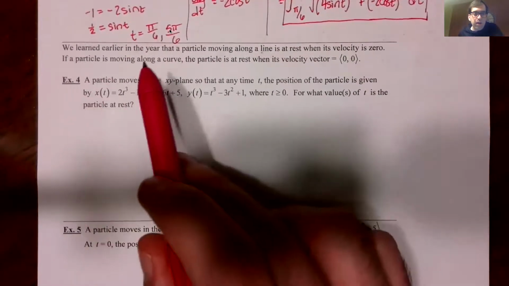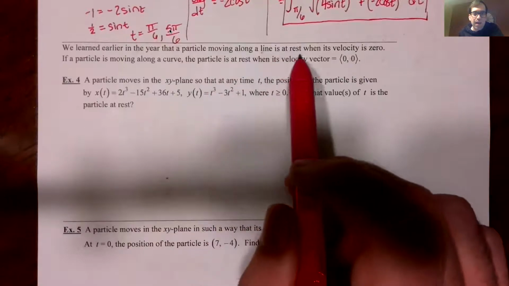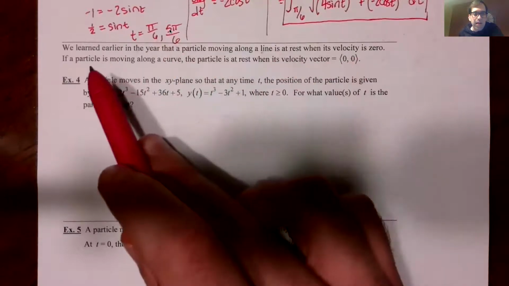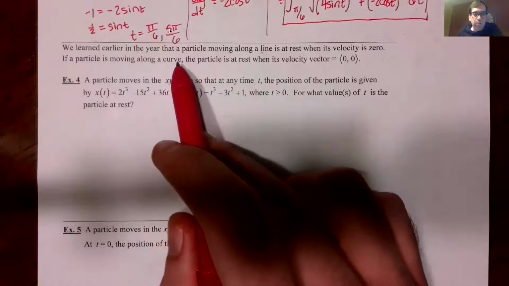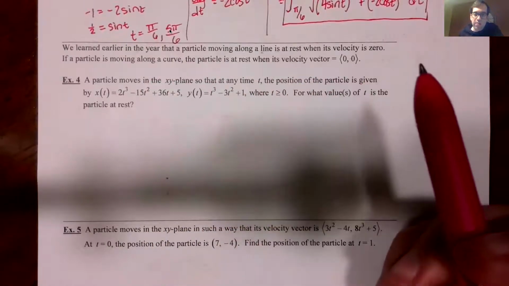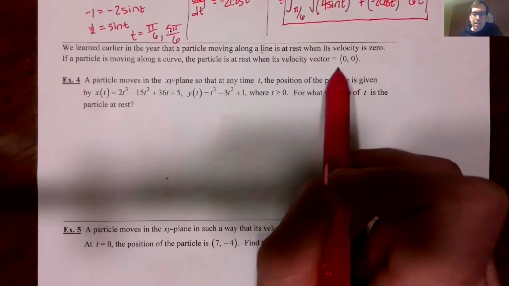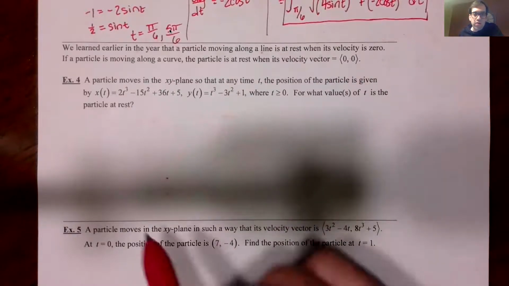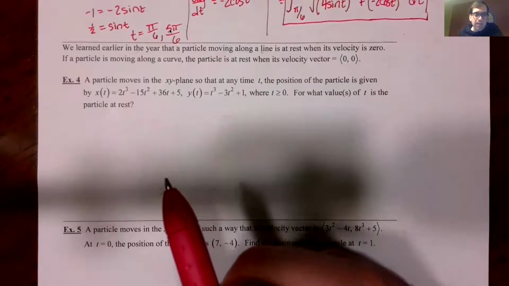Okay, we learned earlier in the year that a particle moving along a line is at rest when its velocity is 0. If a particle is moving along a curve, the particle is at rest when its velocity vector is <0, 0>. That makes sense, right? Because that means the x motion is 0 and the y motion is 0. So that means we're actually at rest.